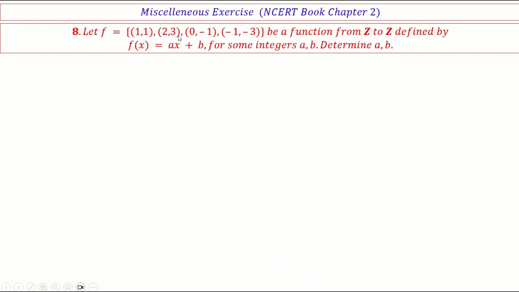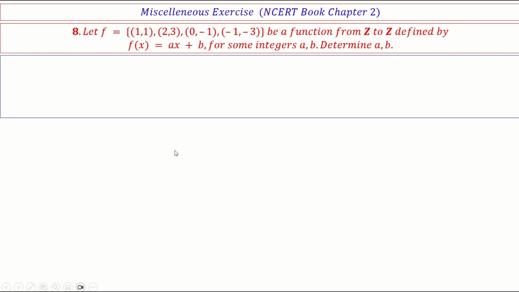Okay, f equal to {(1, 1), (2, 3), (0, -1), (-1, 3)} be a function from Z to Z, integer to integer, defined by f of x equal to ax plus b, for some integers a comma b. Determine ab. Yeah, this is simple. If I take this equation, f of x equal to ax plus b, f of 1 equal to, if I substitute, a plus b, which is equal to 1, correct? Because 1 comma 1 belongs to f, right? So f of 1 equal to 1.